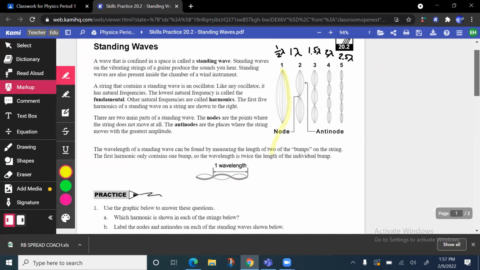This would be the full wave. You can see that harmonic number 1 is only half the wave. This would be the full wave for harmonic number 2. This would be the full wave for harmonic number 3. This would be the full wave for harmonic number 4. And this would be the full wave for harmonic number 5. You can see that the wavelength, which is that full wave, is getting smaller as the frequency of the harmonics is getting larger.